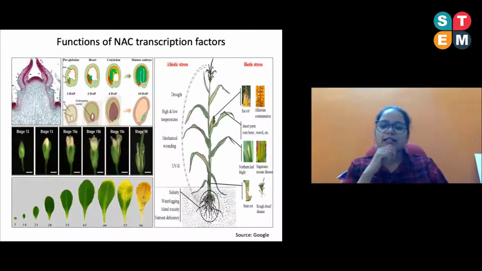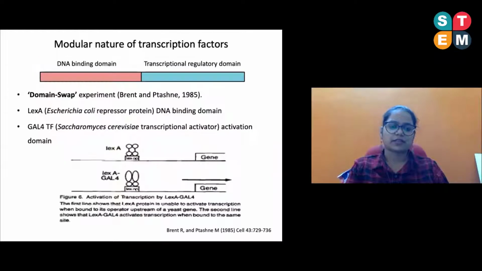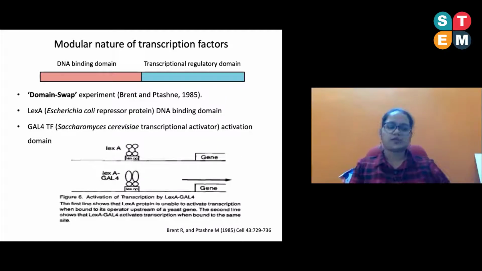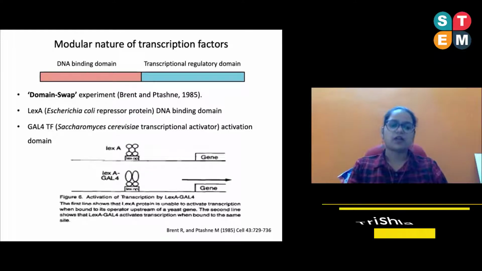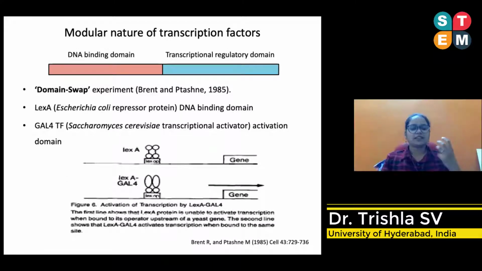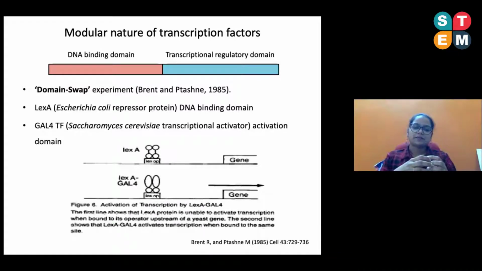Before I begin, I'd like to talk about a very interesting experiment that was carried out by Brent and Ptashne in 1985. It's called the domain swap experiment, where they took the DNA binding domain of a repressor protein from E. coli called LexA, and fused it to the activation domain of a transcription factor from yeast called GAL4. That chimeric protein identified the LexA binding site, but acted as a transcription activator.